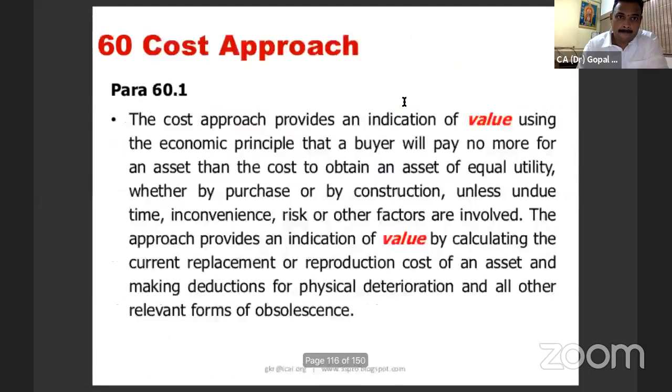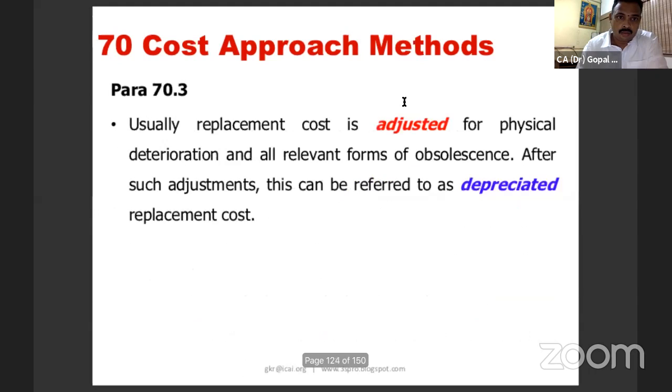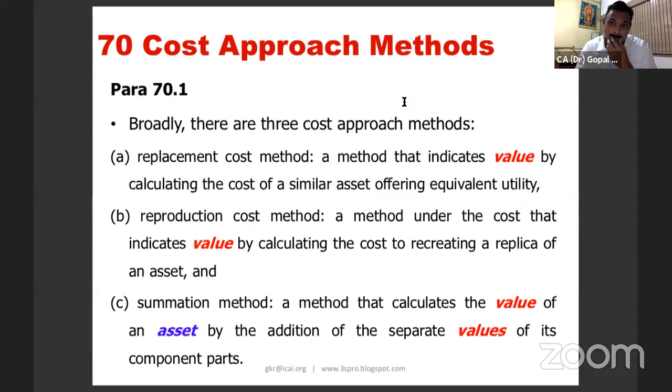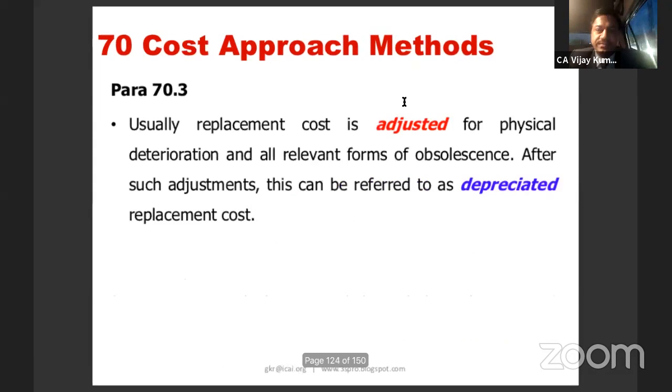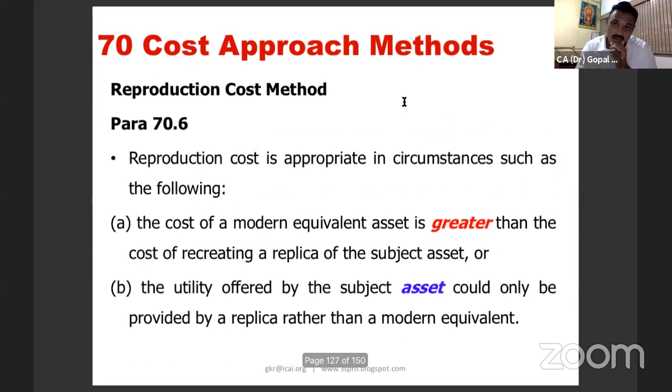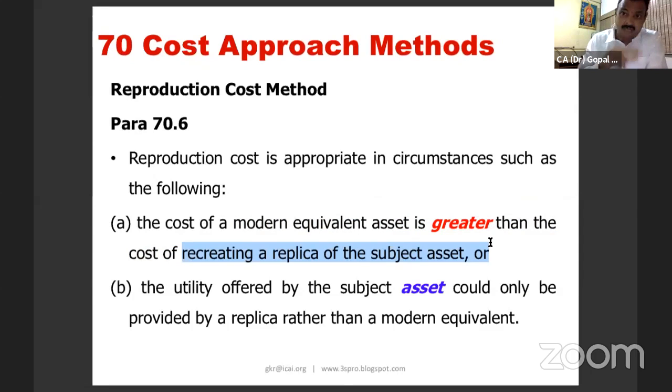So reproduction or replacement? Reproduction. Okay, good. Now let me give an example. Here is the word that is used: the modern equivalent. Recreating a replica of the subject asset, not a similar asset, the same asset.